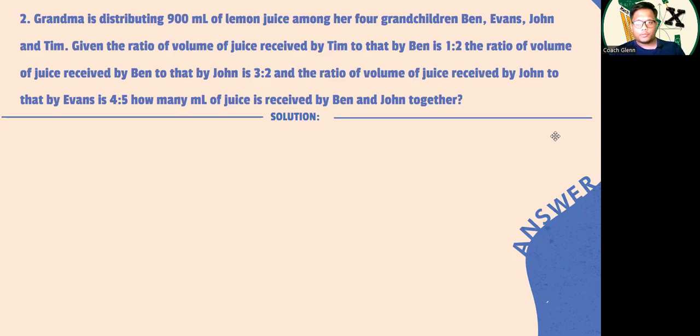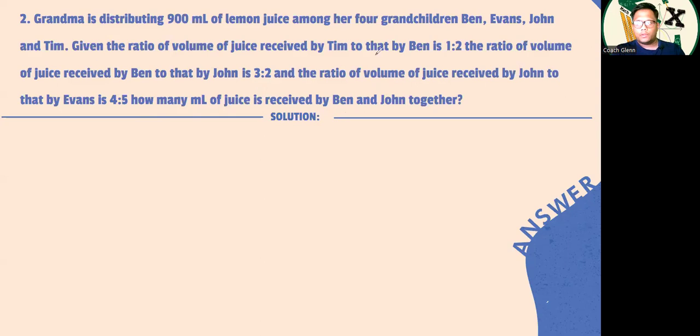Grandma is distributing 900 ml of lemon juice among her 4 grandchildren, Ben, Evans, John, and Tim. Given the ratio of the volume of juice received by Tim and that by Ben is 1:2, the ratio of the volume of juice received by Ben to that by John is 3:2, and the ratio of volume of juice received by John to that by Evans is 4:5. How many ml of juice is received by Ben and John?